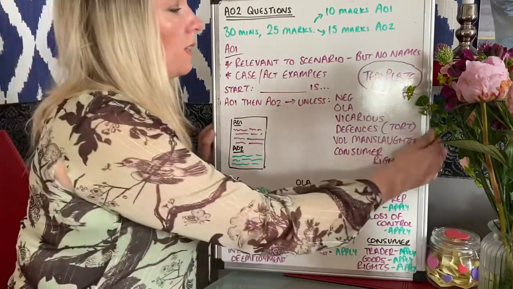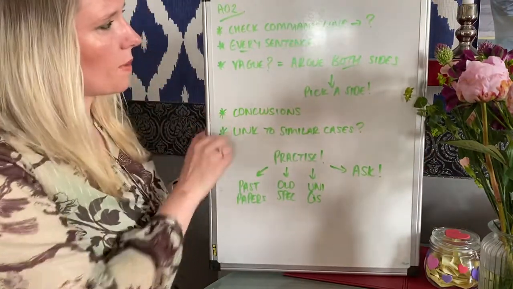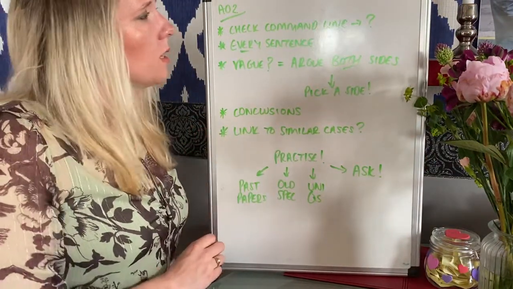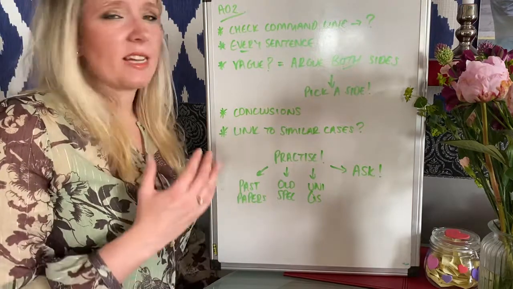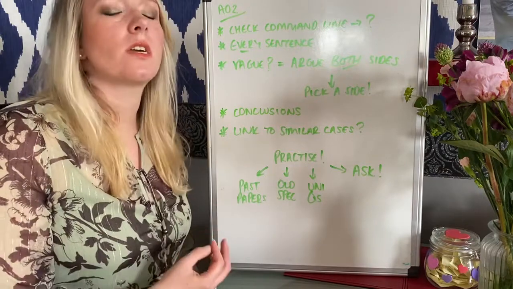So what should we be doing in an AO2 question? This is where the bulk of your marks are, remember. So this is your 15 marks. The first most important thing is to check the command line carefully. What actually is the question asking you to do?